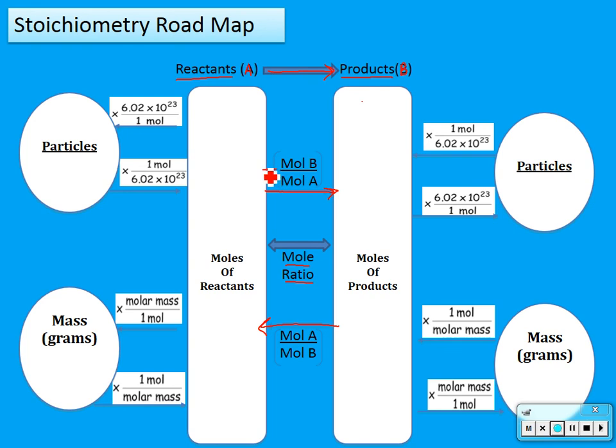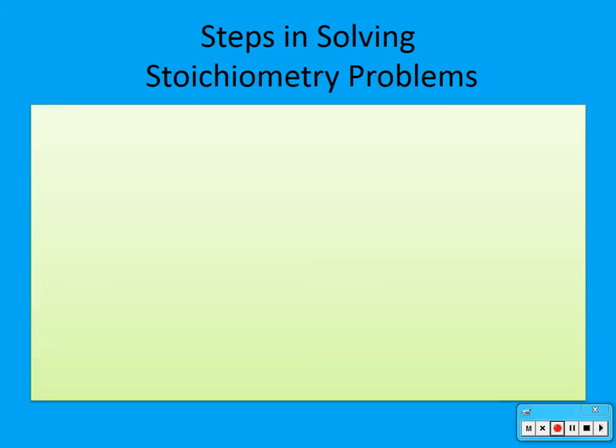I want you to write a note in your roadmap. There's numbers that go here. Where I just drew these lines, there's numbers. Where do you get these numbers that go there? You get them from the balanced chemical equation. So this mole ratio here, you have to get these numbers from a balanced chemical equation. Let's try a practice problem and see if we can make sense of this.